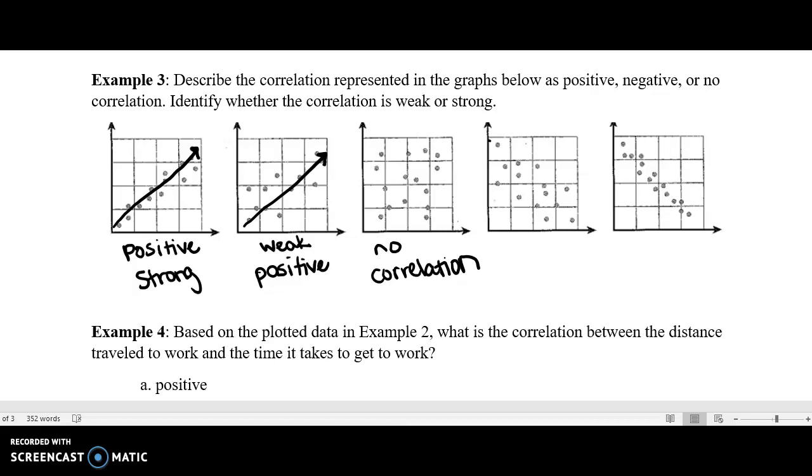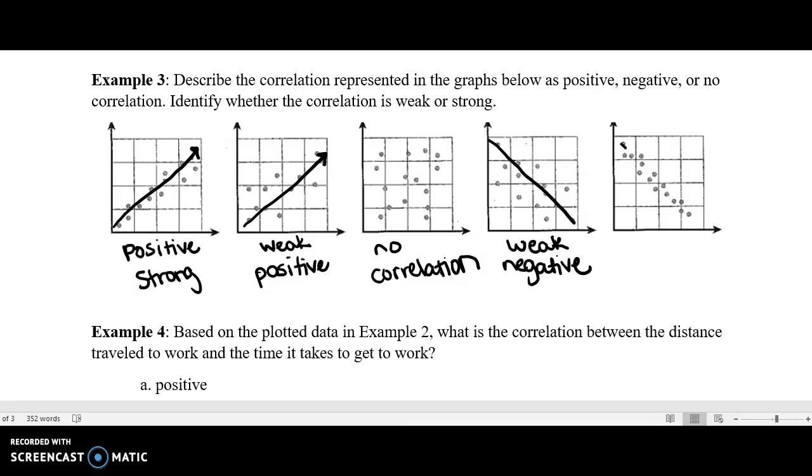Okay, here we see that as the y decreases, the x's increase. So this is a negative correlation. Is it weak or strong? This is actually a weak negative correlation because they aren't all too close to the line.